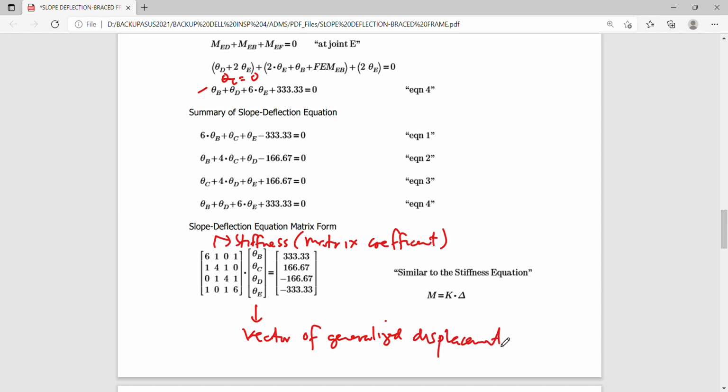And these are now the constants, the coefficients upon which your values will be derived or obtained. So these are simply the vector of moments or forces, which come from the fixed end moments that were obtained from the beam members. So this is equivalent to the mk delta in your stiffness procedure.